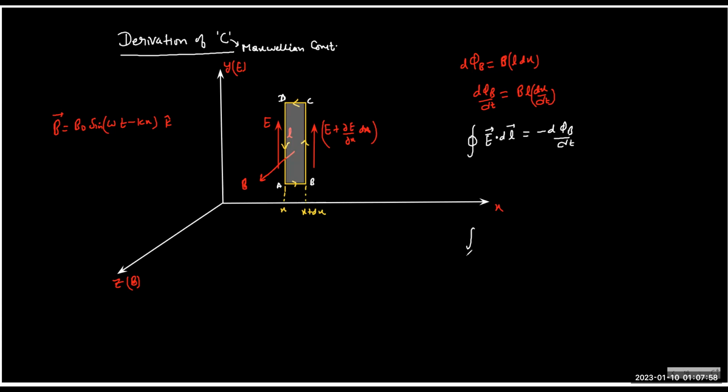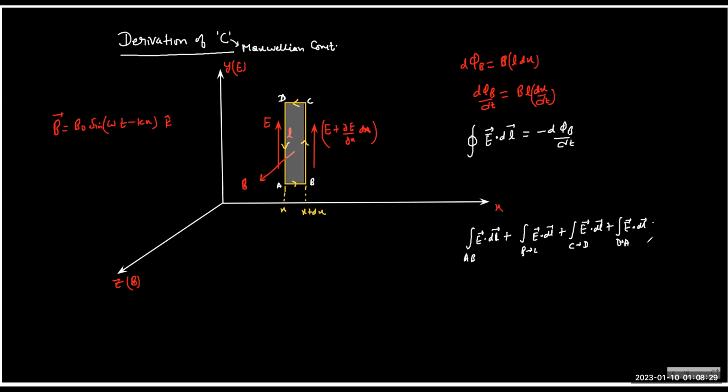Tell me, guys. Yes, sir. So from A to B, E dot dl must be 0, no? Yes, sir. Then from B to C, it will be positive. Then from C to D, it will be 0 again. And then from D to E, it is negative.